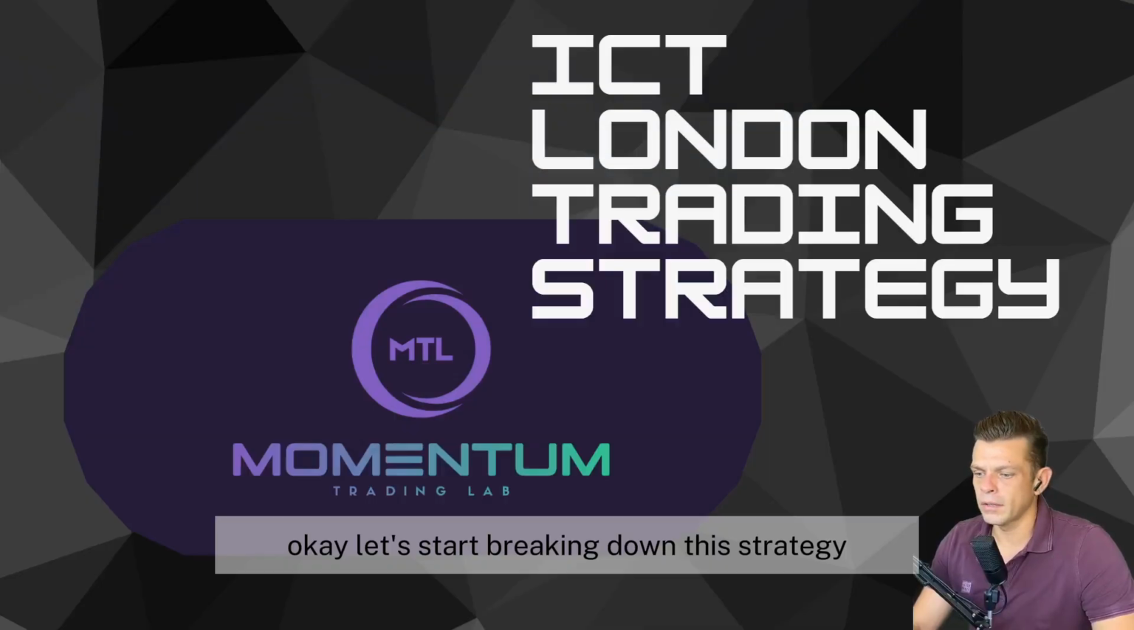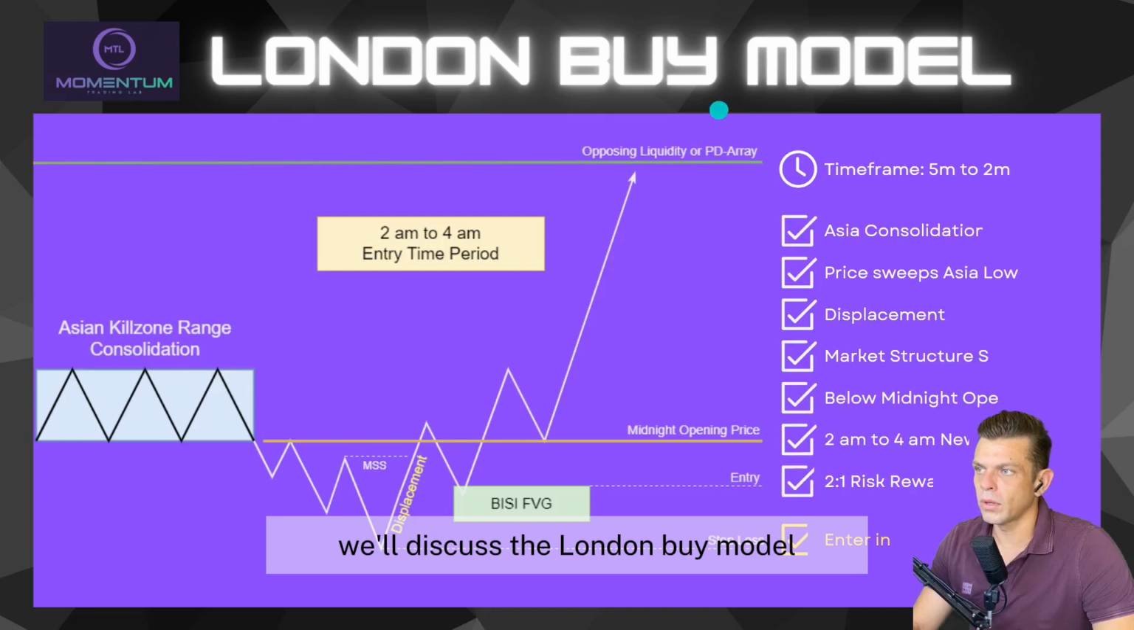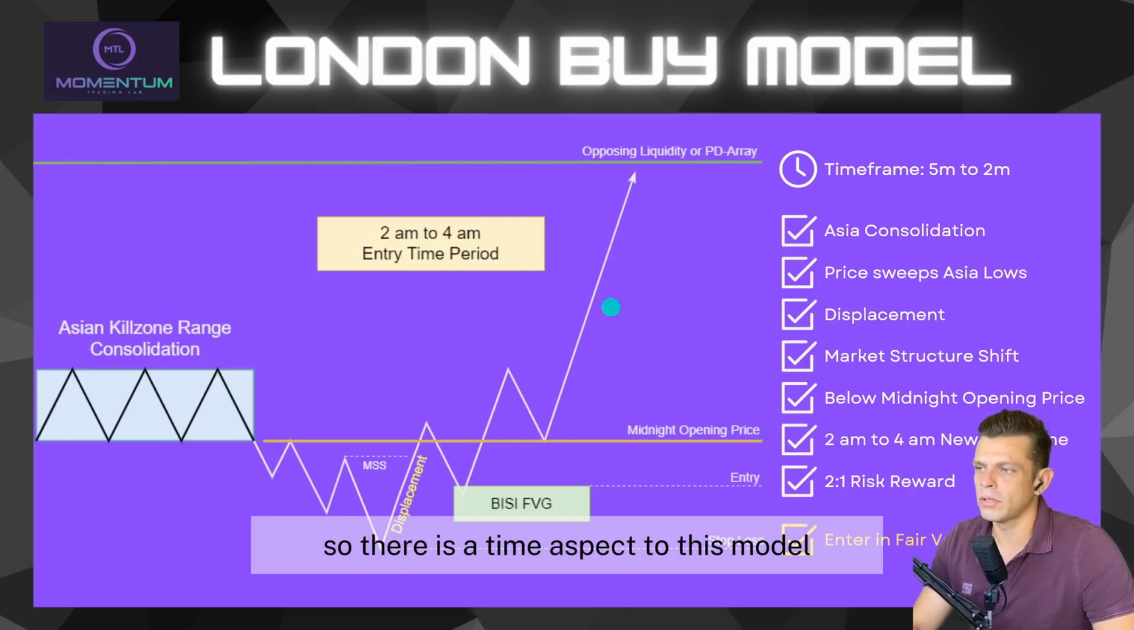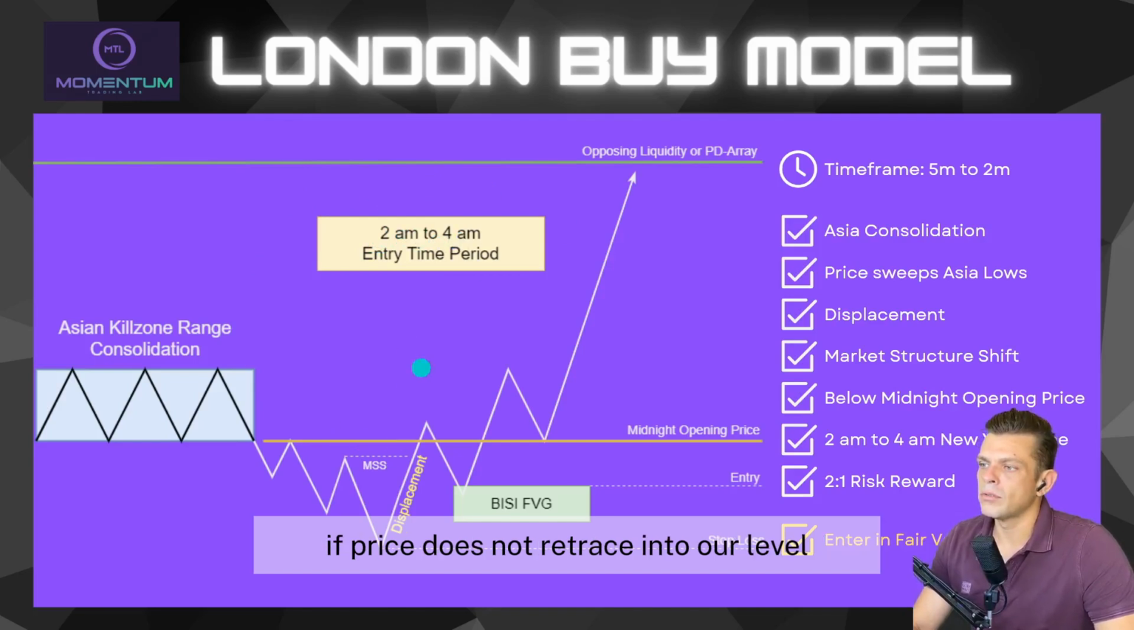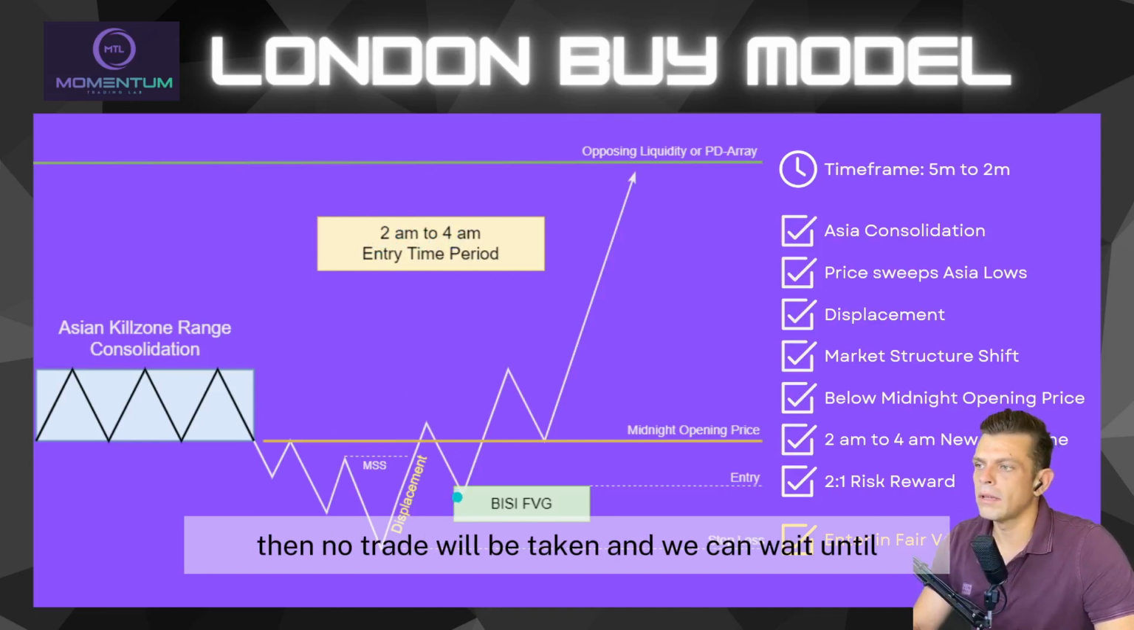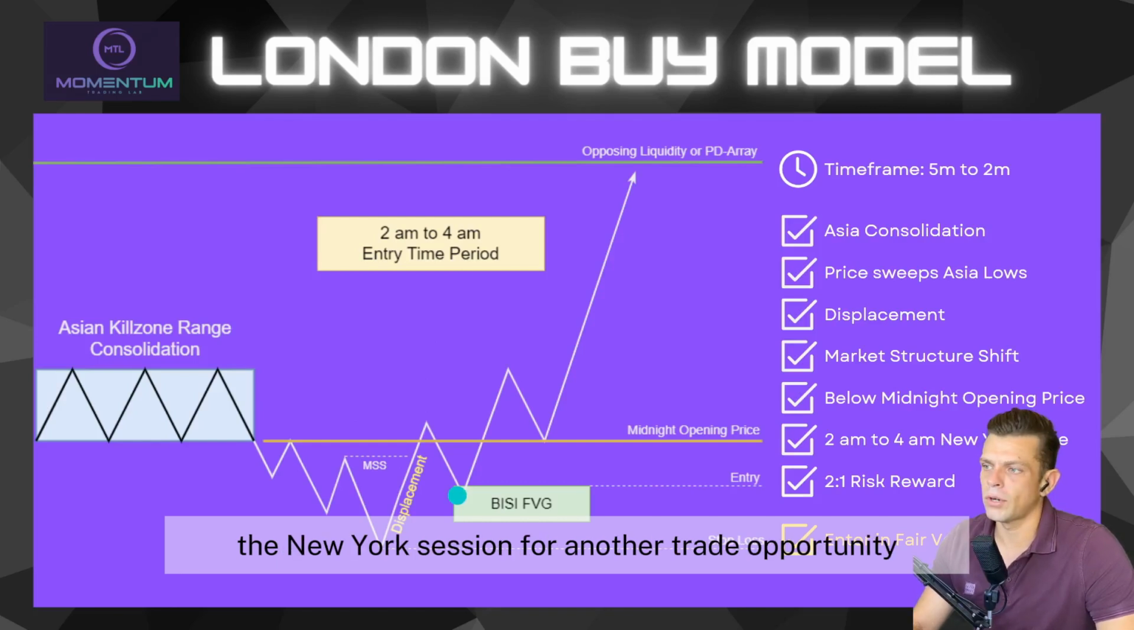Okay, let's start breaking down the strategy. So first of all, we'll discuss the London buy model. There is a time aspect to this model. The very first thing that we'll discuss is the entry will only be taken between 2 a.m. and 4 a.m. If price does not retrace into our level, then no trade will be taken and we can wait until the New York session for another trade opportunity.